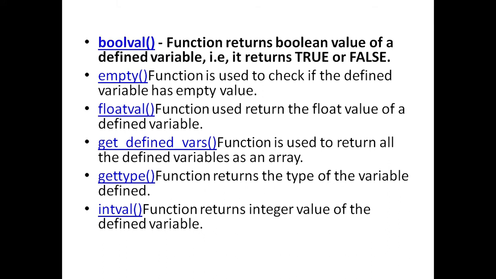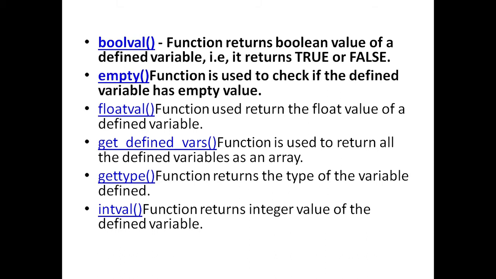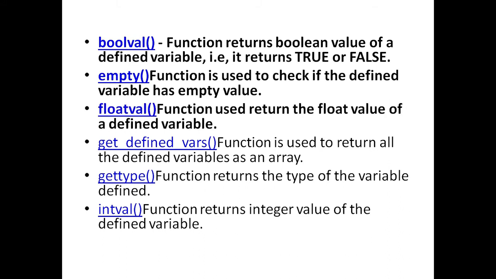First is boolval. This function returns the boolean value of a defined variable. That is, it will return true or false. The empty function is used to check if the defined variable has an empty value. The floatval function is used to return the float value of a defined variable.